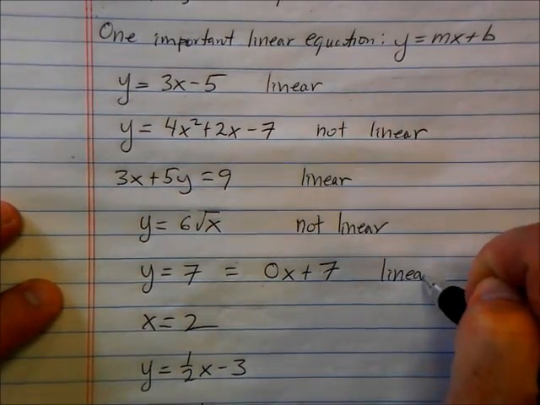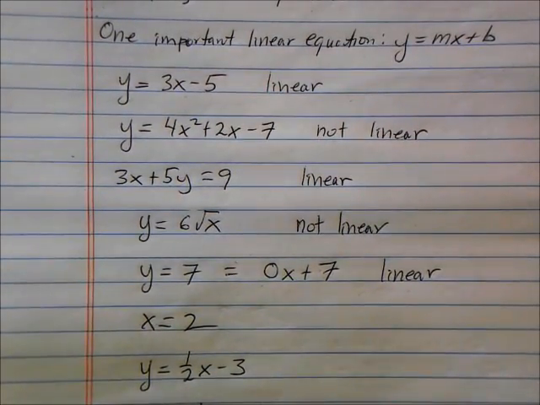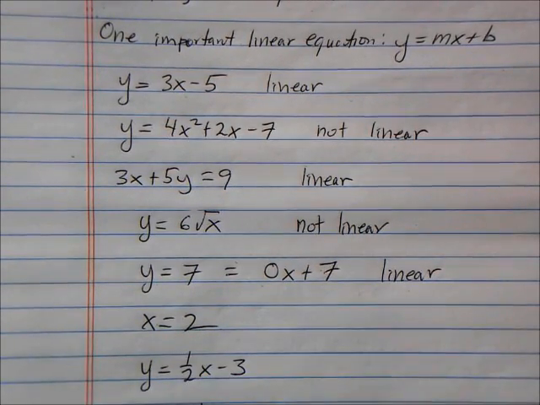That one turns out to be a special kind of line. We'll talk about that in a few minutes here. X equals 2, linear or not linear?